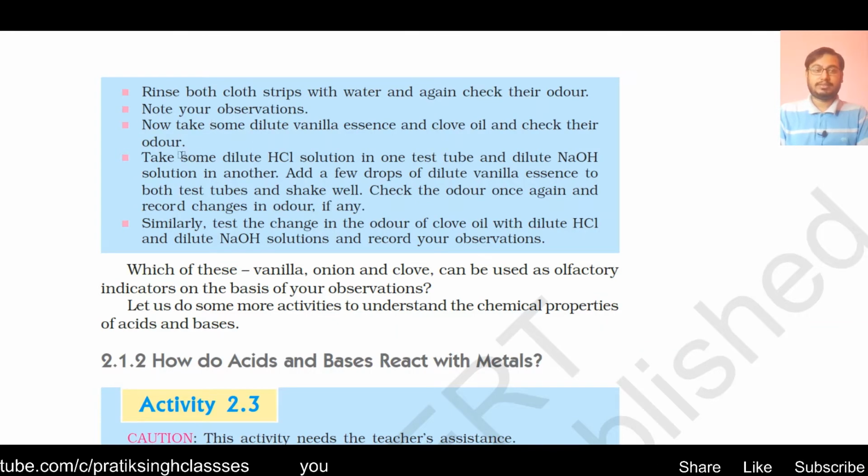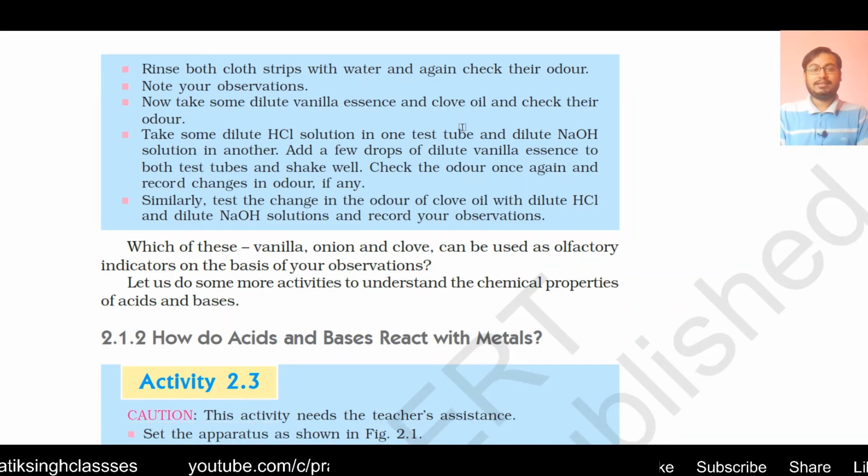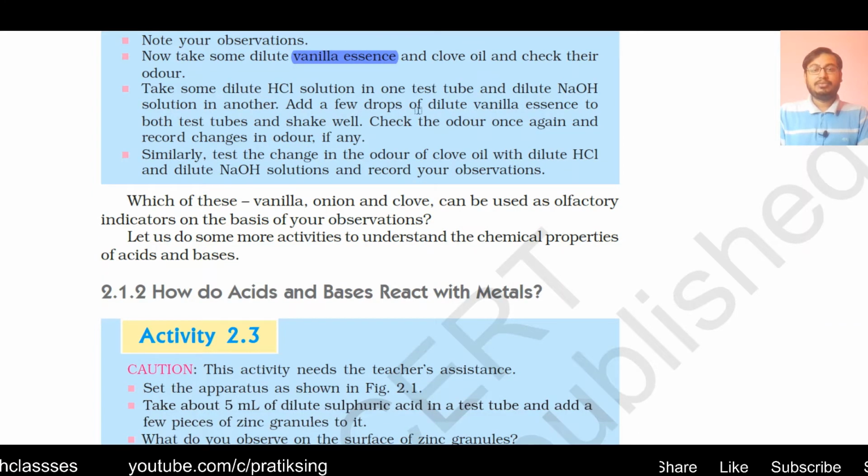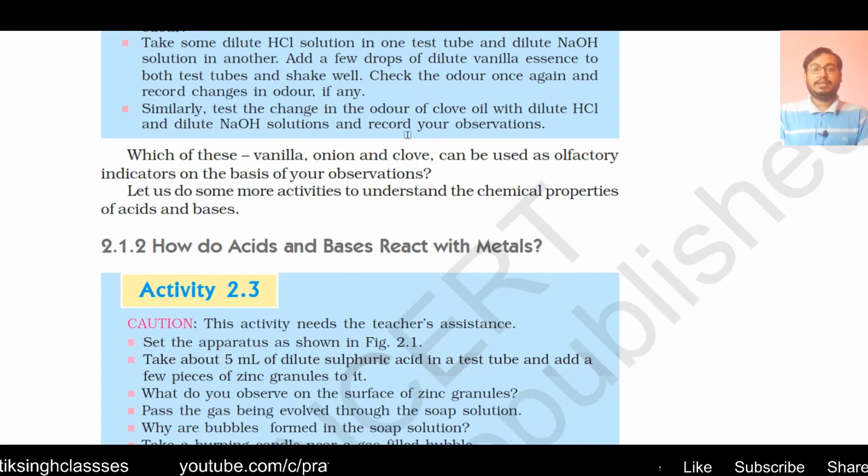What are your observations? Now take some dilute vanilla essence and clove oil and check their odor. Vanilla essence is easily available in the market, and clove oil is these days available in every home. Take some dilute hydrochloric acid solution in one test tube and dilute sodium hydroxide solution in another. Add a few drops of dilute vanilla essence to both these test tubes and shake well. Now check whether the odor of vanilla has changed or is the same as earlier, and record it in your notebook.